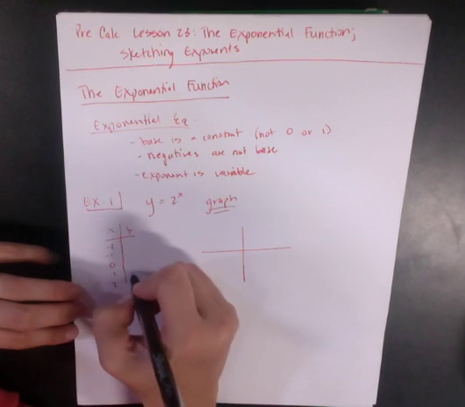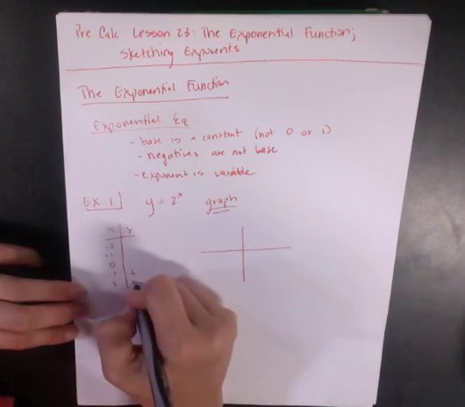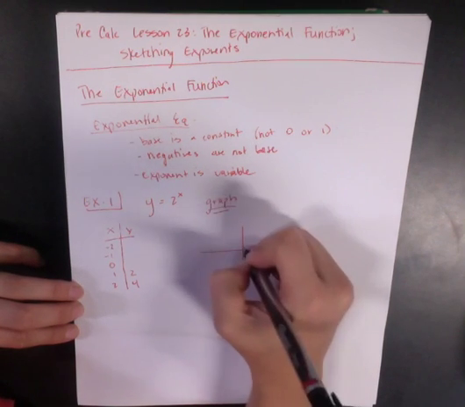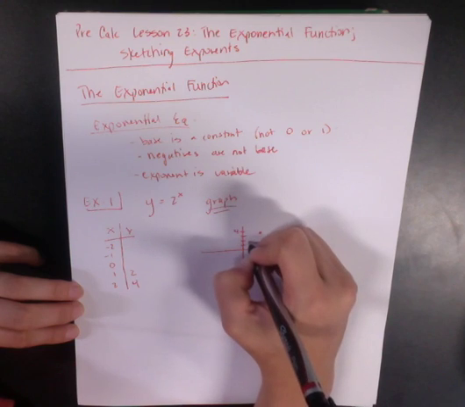Let's start with the easiest. If I plug in 1, I get 2. 2 to the 1 is 2. If I plug in 2, I get 4. 2 squared is 4. And then we graph those. This is 2, 4, and 1, 2.